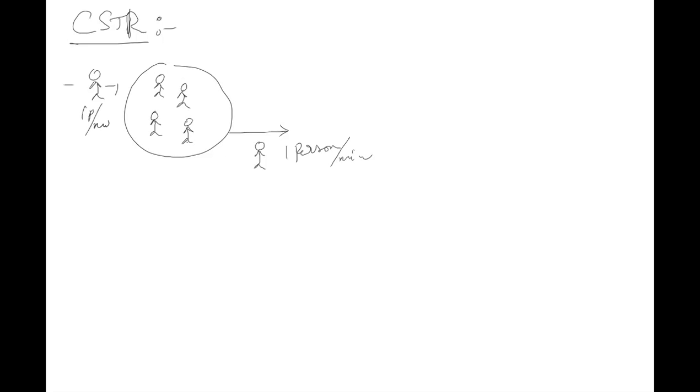So a CSTR is defined like this. Let's say inside you have 4 people. Continuously, one person per minute goes out and one person per minute enters. This is a steady state. This is how a reactor is, no? There are some molecules entering, some molecules inside, some molecules going out. Clear?